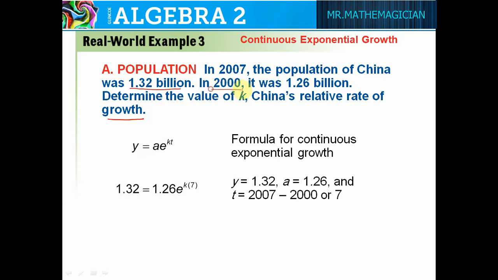In 2000 it was 1.26 billion, which means this is the new one, 1.32, so we'll put it here in the place of y, and 1.26 here in the place of a. And the time taken from 2000 to 2007 is 7 years, as you can see. So just divide both sides by 1.26 to give you 1.32 over 1.26 equals e to the power of 7k.